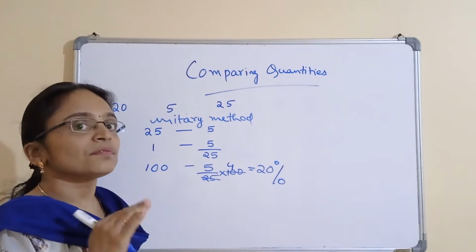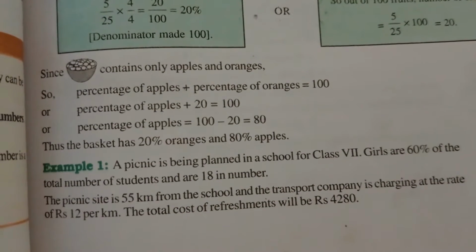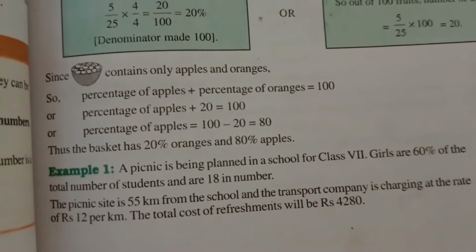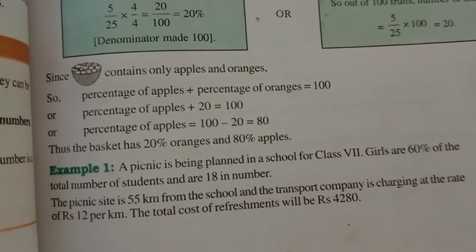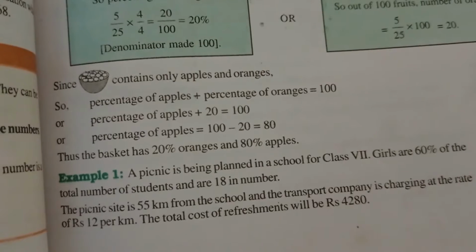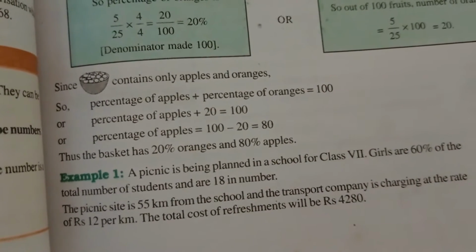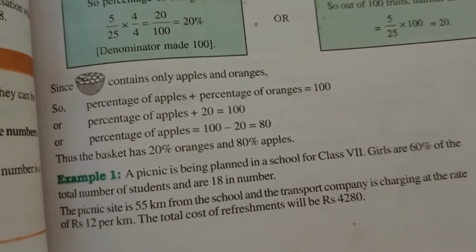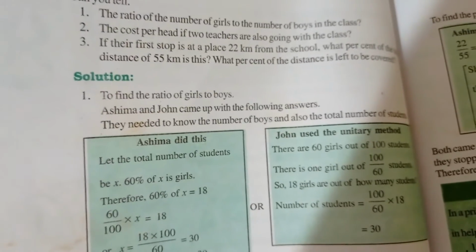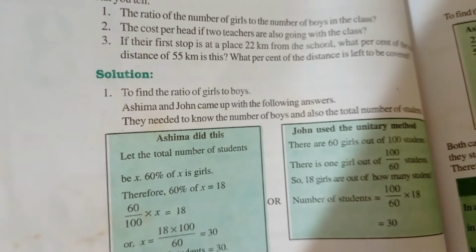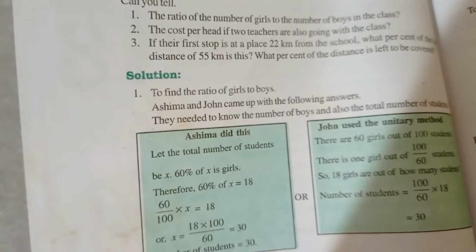Now we'll do example 1 from the text. A picnic is being planned in a school for class 7. Girls are 60% of the total number of students and are 18 in number. The picnic site is 55 km from the school and the transport company is charging at the rate of 12 rupees per kilometer. The total cost of refreshments will be 4280 rupees. You have to find the ratio of the number of girls to the number of boys in the class, and the cost per head if two teachers are also going with the class.